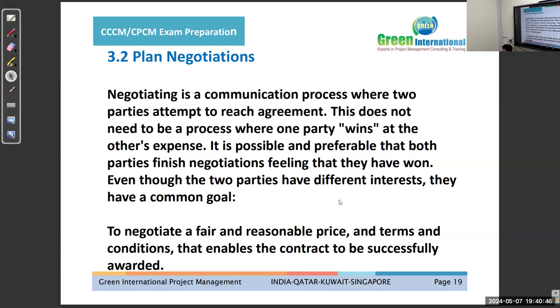And from the seller's point of view, once we plan negotiation, we must make our target also. If we are giving the RFP, RFQ, some proposal or some quotation for 1 million, we must understand that 800,000 will be sufficient for us.